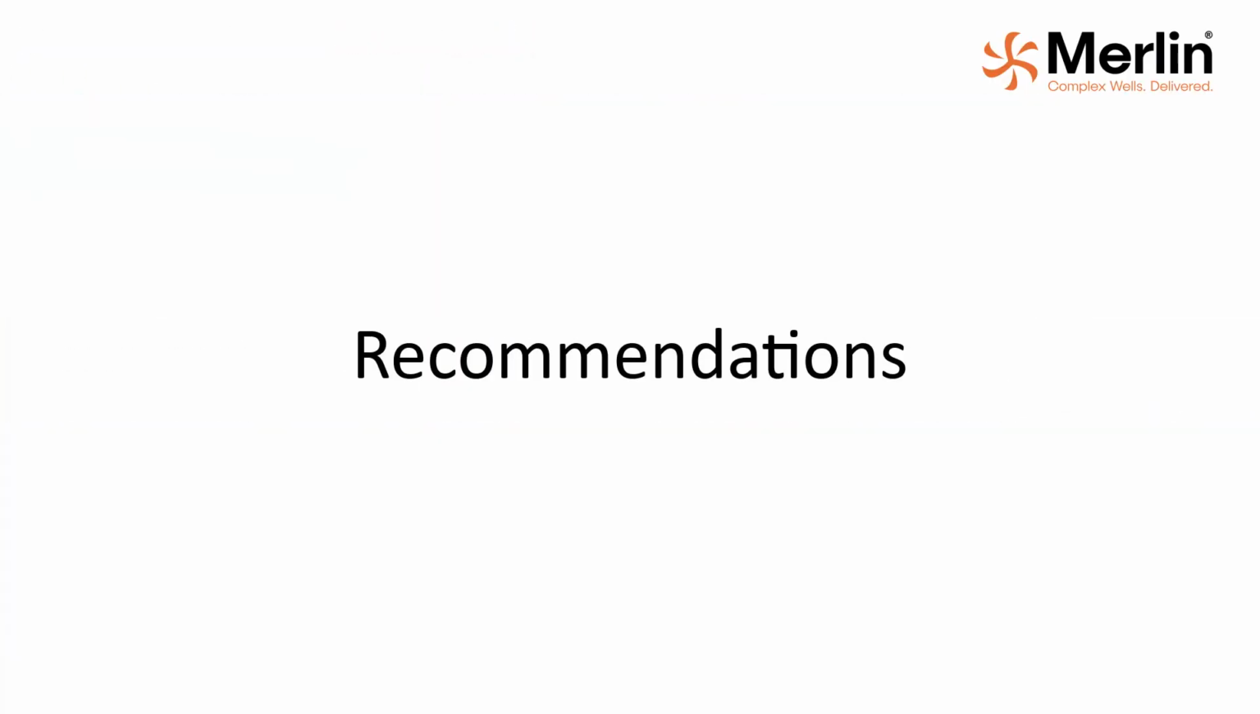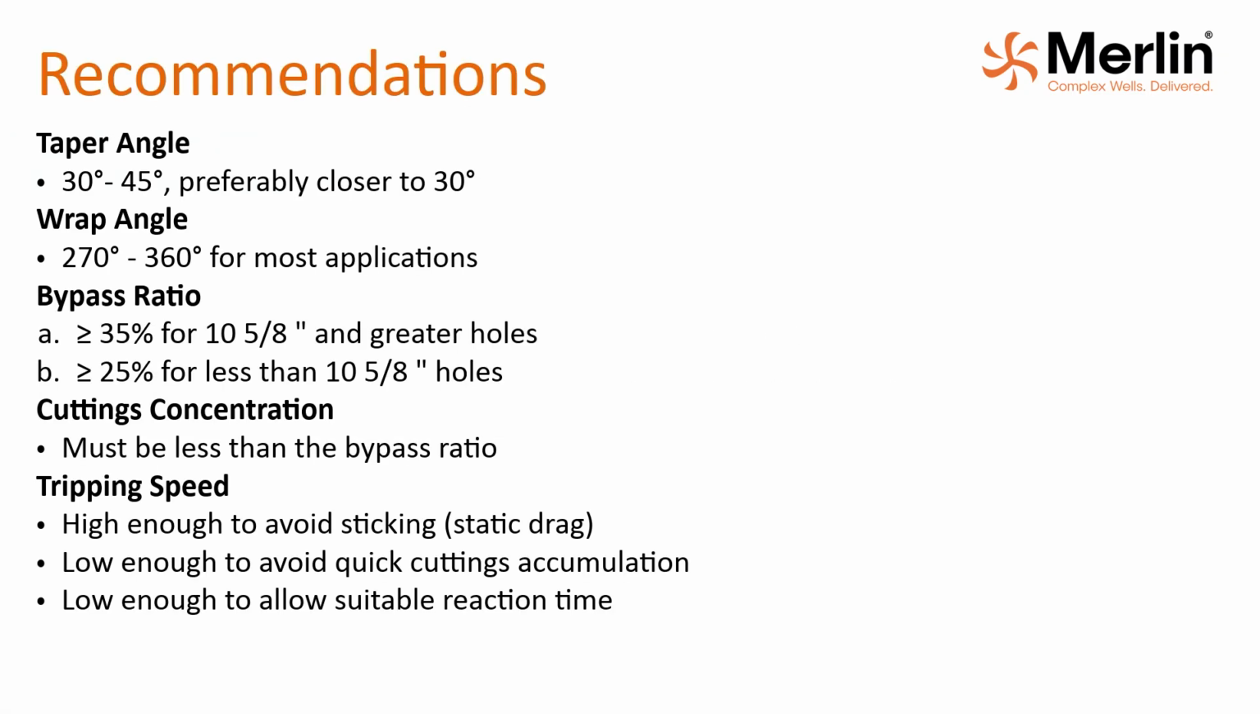For high-angle wells, the following recommendations apply to increasing the tripping capabilities of a BHA. Taper angle should be between 30 degrees and 45 degrees, preferably closer to 30. Wrap angle should be between 270 degrees and 360 degrees, allowing for a clear line of sight between the blades. Bypass area should be greater than 35% in holes larger than 10 and 5/8 inches, and greater than 25% in holes that are smaller than 10 and 5/8 inches.